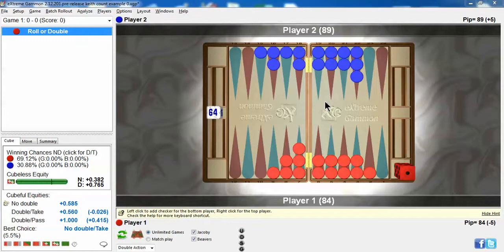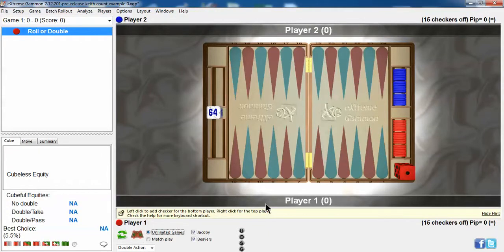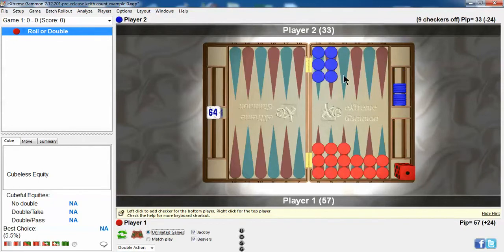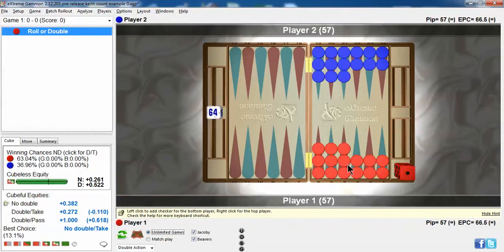All right, let's take a look at a couple of other factors very quickly. I mentioned the length of the race is going to matter. Let's take two identical positions. And the length of this race is 57 to 57. Obviously, red is favored because he's on roll. And he is a 63% favorite. That's how huge it is to be on roll in this position. Red will win this game 63% of the time.